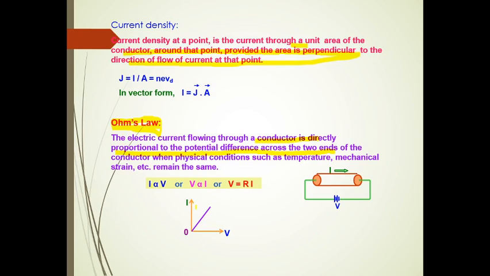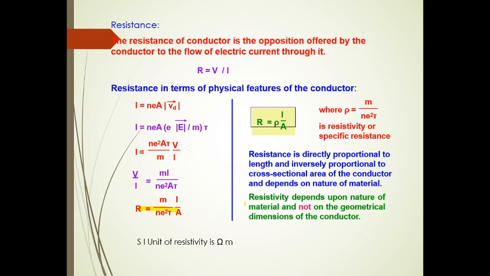When it is plotted as a graph of potential versus I, the graph is a straight line, which indicates a directly proportional relation. And this constant V divided by I, potential divided by current, is always constant. This is known as the resistance. So let us define the resistance. Resistance of the conductor is the opposition offered by the conductor to the flow of the current through it. R is equal to V divided by I. And the unit of the resistance is the ohm.